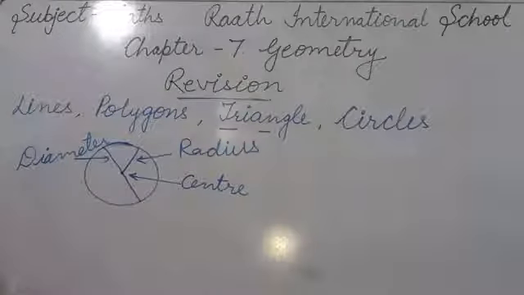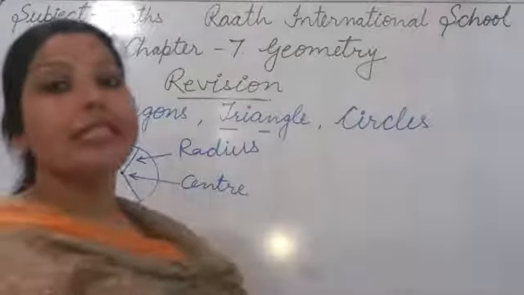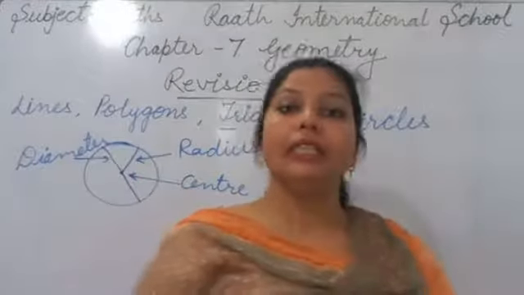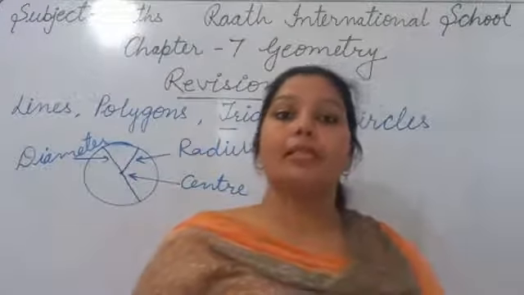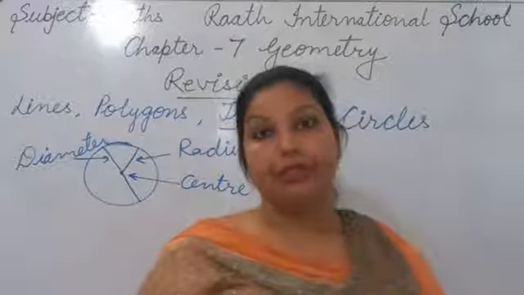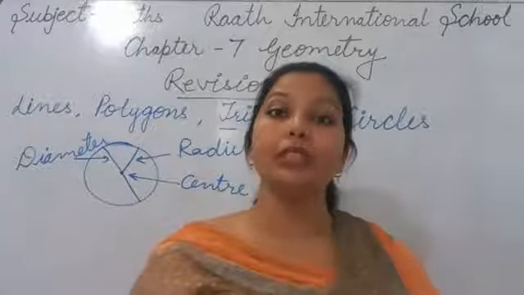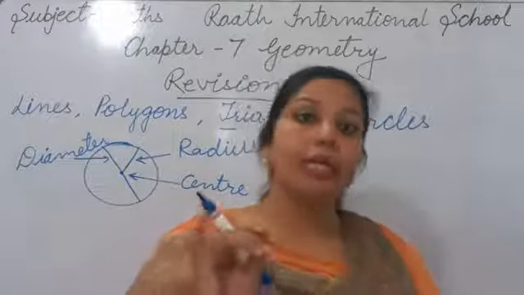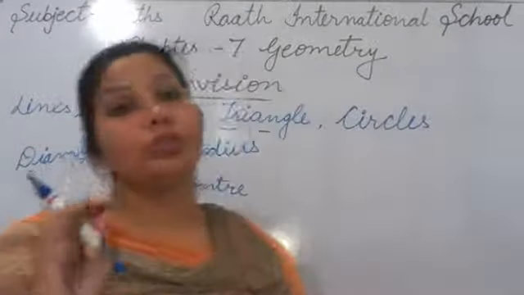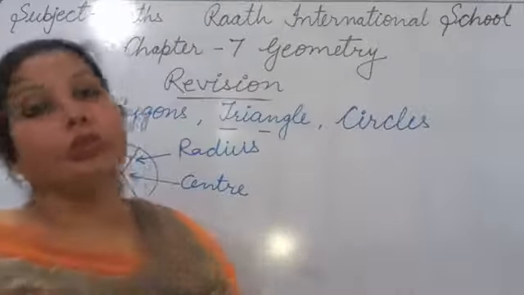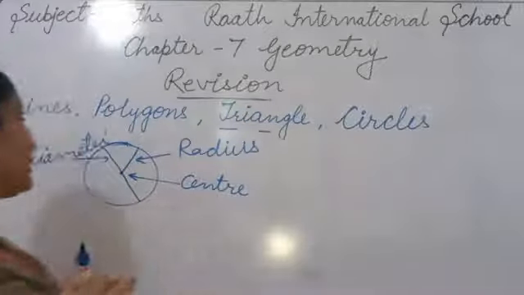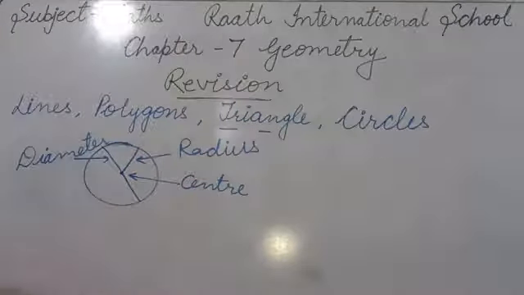A line segment passing through the center. No, in chord it is not necessary. It is necessary in diameter. Diameter has passing through the center, but chord it is not necessary. If it is passing through the center, it is also a chord, and if it is not passing, it is still a chord. Okay, so a line segment that touches 2 points of the circle.